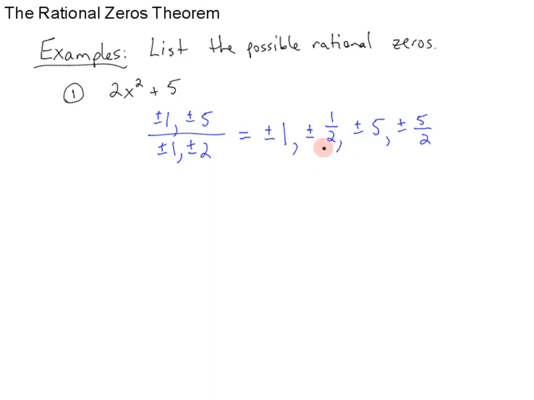You can test these to see if they are zeros by plugging them in for x, or by the way, none of these will be zeros in this particular case. Or you can use synthetic division to see if they're zeros by getting a remainder of 0. How do I know that none of these are actually zeros? Well, if I plug any of these numbers in for x, when I square it, I'm going to get a positive number. So anything squared is positive, times 2 is still positive, plus 5 is even more positive. So nowhere do you subtract anything here. So this quantity is going to be positive no matter what real number you put in.